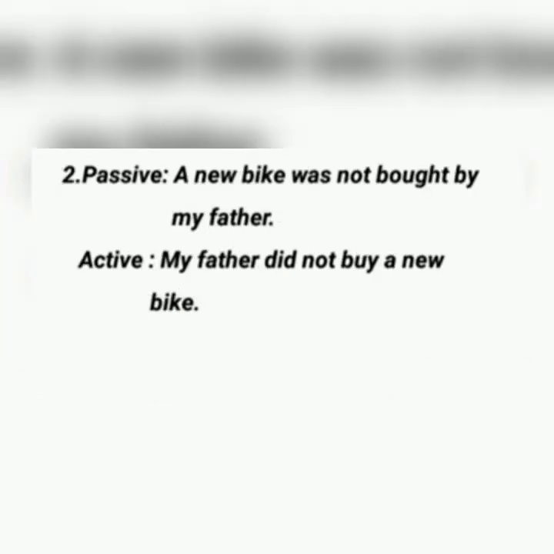Number 2, passive: A new bike was not bought by my father. This is a negative sentence. We'll change back into negative form in the active voice. Now let's start. My father, and the formula is did not plus the first form of bought, which is buy. A new bike. My father did not buy a new bike.